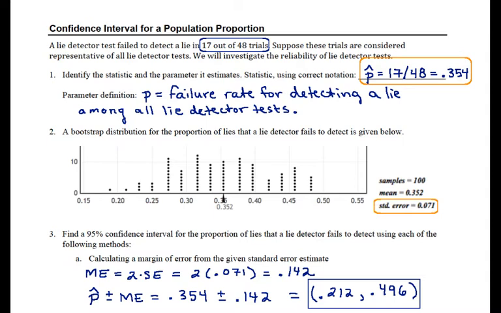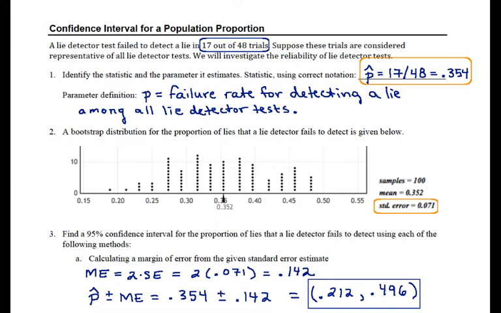Remember also that I use the sample statistic as the center. I do not use the center of the Bootstrap distribution, even though it's a very close value. 0.352 is not exactly 0.354. 0.354 is really what I want to use here.